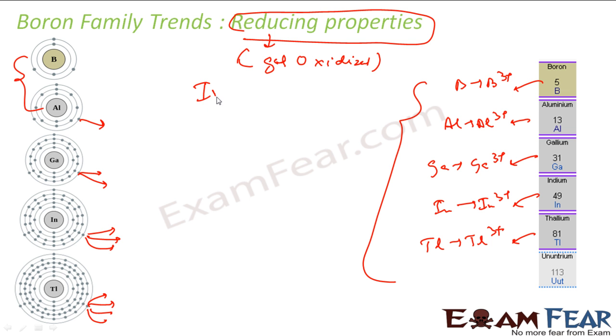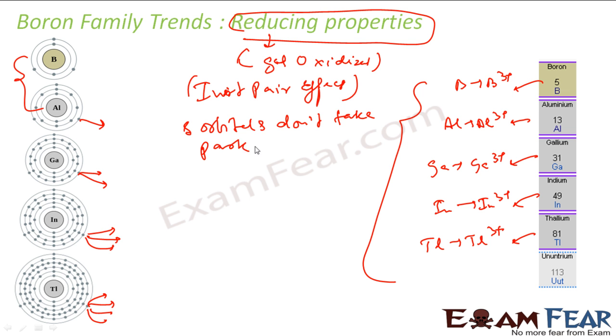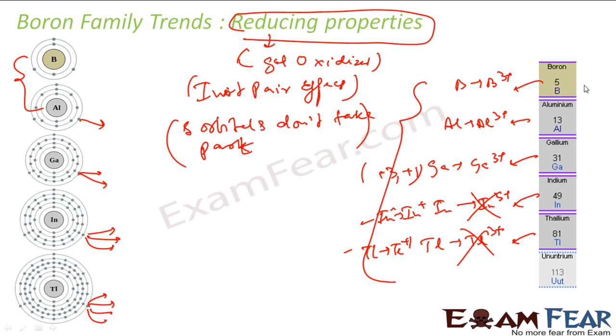Why? Because of the inert pair effect. As I told you, the moment you go down the group, since the size is increasing, the s orbitals don't take part in the reaction. So what happens is thallium, instead of giving +3, has more tendency to give +1. Similarly, indium also has more tendency to give +1. Gallium also has both +3 and +1 oxidation states. But these guys are predominantly +1. You see, this guy is +3, this is also +3, this guy is +3 and +1, and these guys are predominantly +1 only.